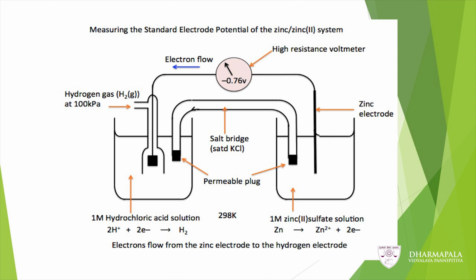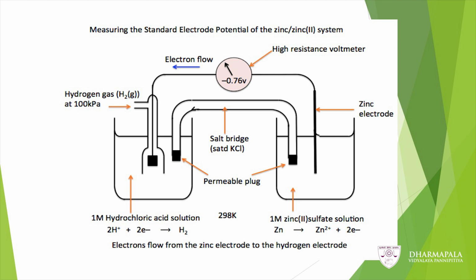The ends are stoppered by cotton wool or agar gel to prevent mixing of the contents of the 2 beakers. Each electrode is defined as a half cell. There you can see the reactions related to each half cell. Zinc is converted into zinc 2 plus, whereas H plus is converted into H2 gas. So, electron flow occurs from the zinc electrode to the hydrogen electrode.